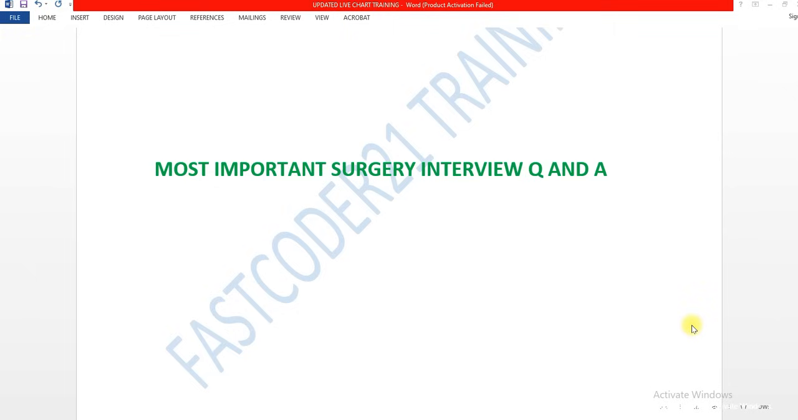Basically, wherever you see intra-articular or arthro, it means related to joint. So arthrotomy means incision on the joint. Arthroscopy means examination of the joint. So that is the difference. So what is arthroplasty? Surgical repairing of the joint, or basically replacement of the joint.